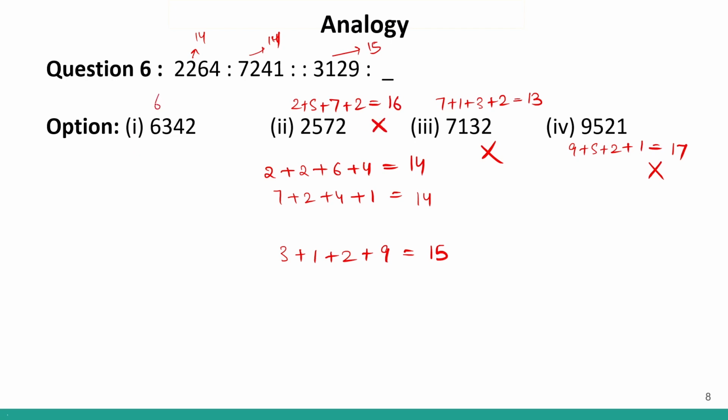Checking option number 1, we have 6 plus 3 plus 4 plus 2. So 6 plus 3 is 9, 9 plus 4 is 13 and 13 plus 2 is 15. So over here the sum is the same, 15 and 15. So this will be the answer, which is option number 1, that is 6342.